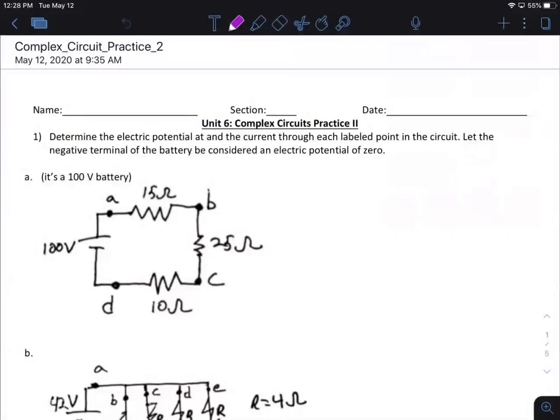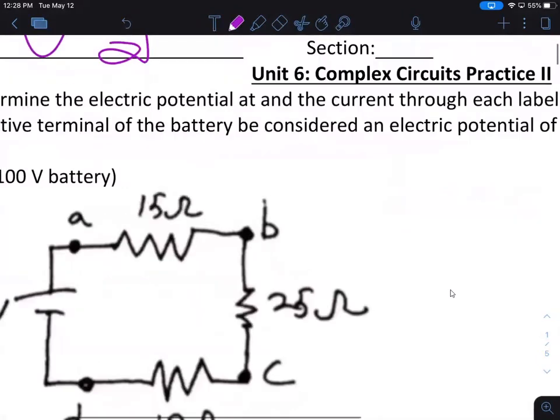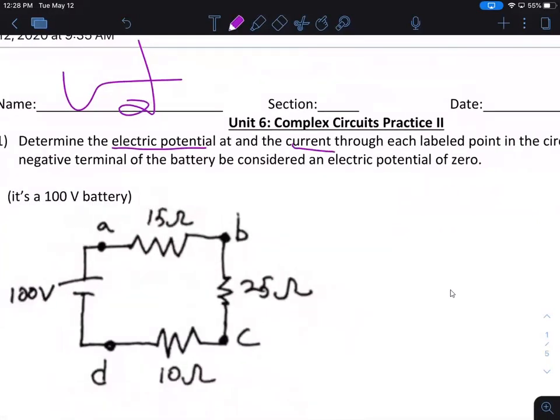Hello. In this video, we will be looking at complex circuit practice dos. Determine the electric potential and the current at each point labeled, and consider the negative terminal of the battery to have zero potential.